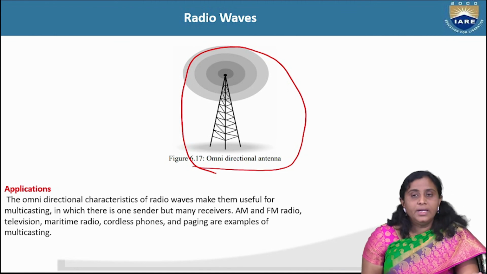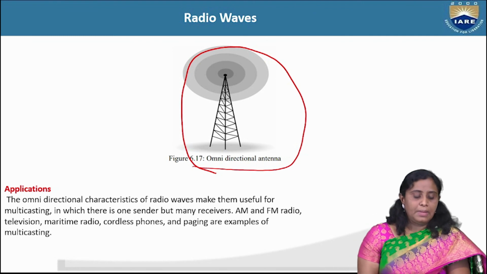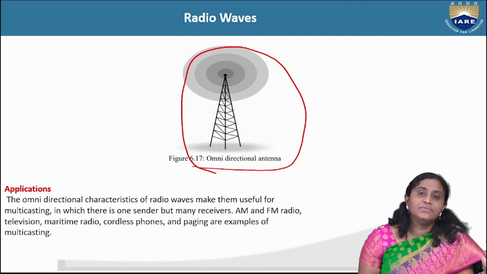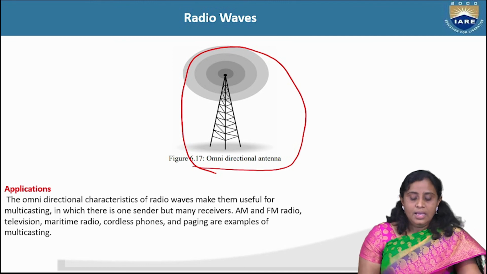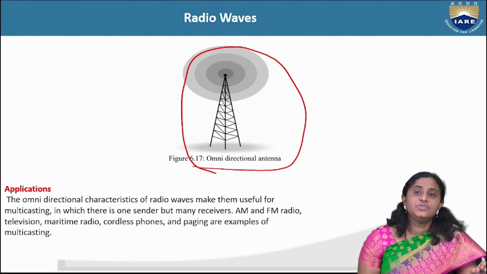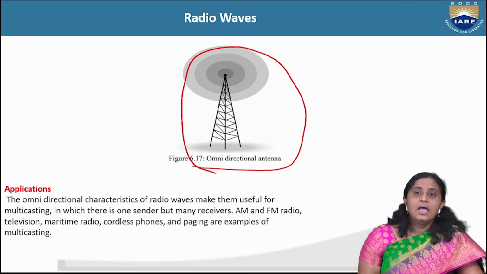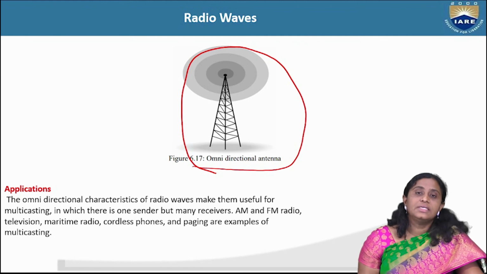Regarding applications, the omnidirectional characteristics of radio waves make them useful for multicasting, in which there is one sender but many receivers. We have to identify here that there is one sender, but the receivers are many. The applications of the omnidirectional antenna are AM, and nowadays FM radio, television, maritime radio, cordless phones, and paging, which are the best and simple examples of multicasting in broadcasting technologies.